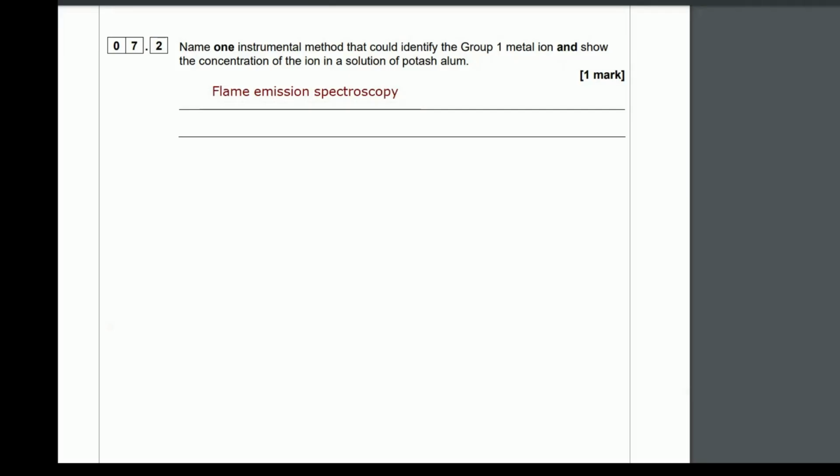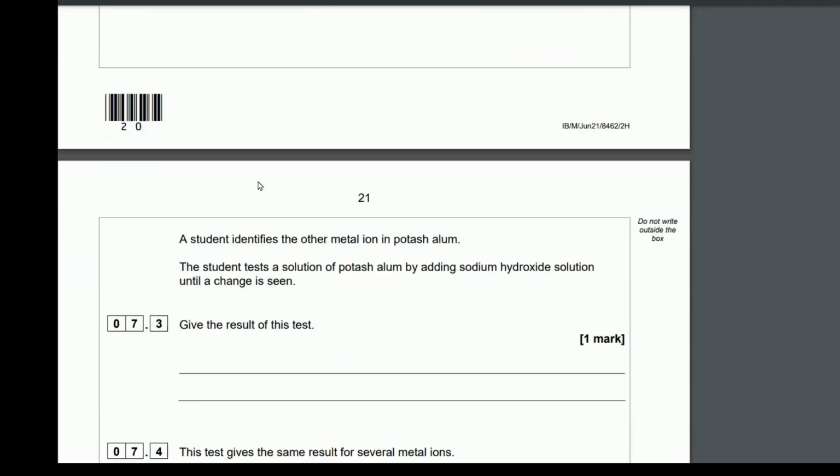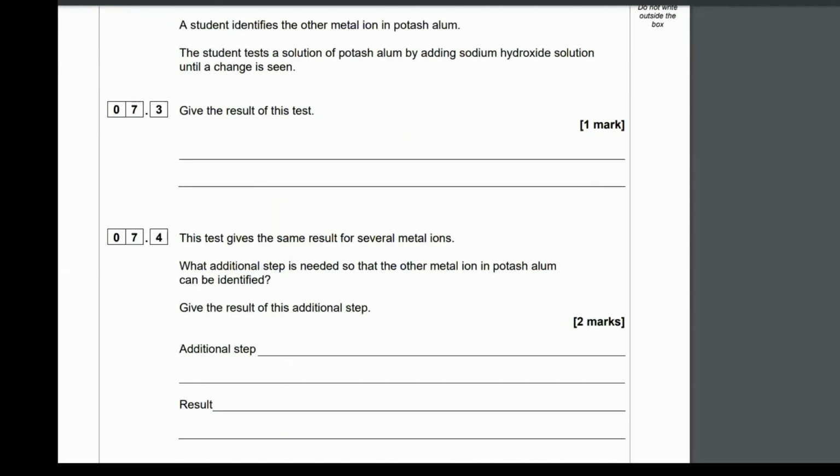Flame emission spectroscopy. And what will happen with flame emission spectroscopy, you will get a certain pattern, and the intensity of the color that is emitted in flame emission spectroscopy will be darker depending on the concentration. So not only does it identify ions, but it has the benefit of telling you how much is there as well. So it's definitely a better method of analysis. More accurate method of analysis. A student identifies the other metal ion in potash alum.